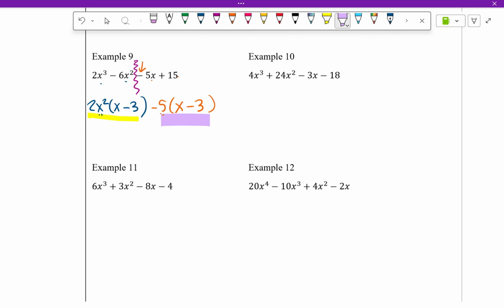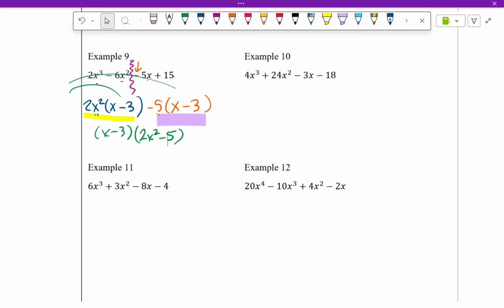All right. What's the ugly greatest common factor? X minus 3. How many times do I get to write that down? 1 time it comes out front, right? So I'm bringing that out front 1 time. X minus 3. And then I'm writing down everything that's left. Okay? All right. What's left behind? 2x squared minus 5. Good job. Okay? All right. Let's do one more kind of slowly together.